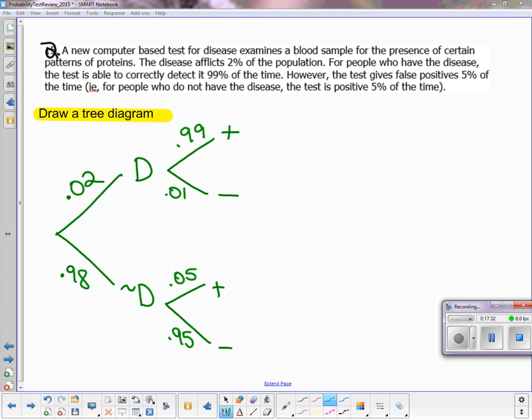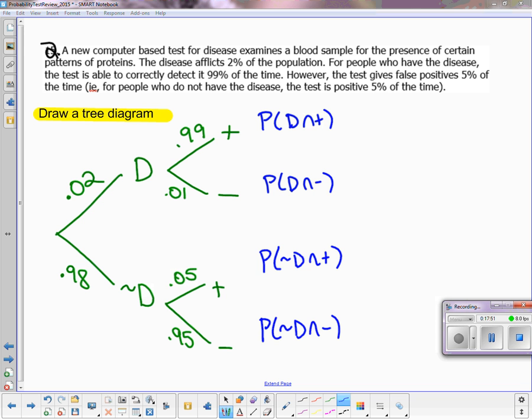I'm going to continue my entire tree now because I am going to find all of the probabilities: disease and positive, disease and negative, no disease and positive, and then no disease and negative. And I'm going to multiply through my tree and just double check my math here. But this is what I got. Let me know if you got this as well.